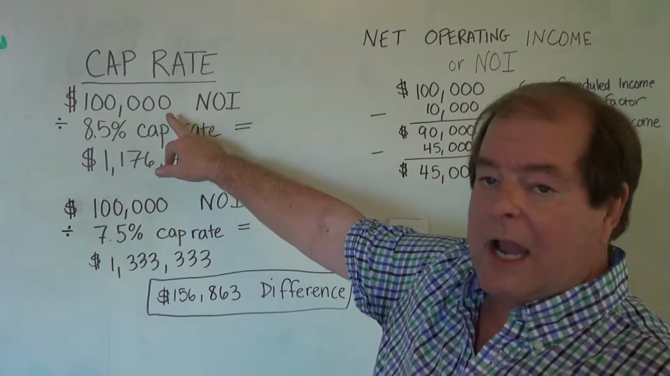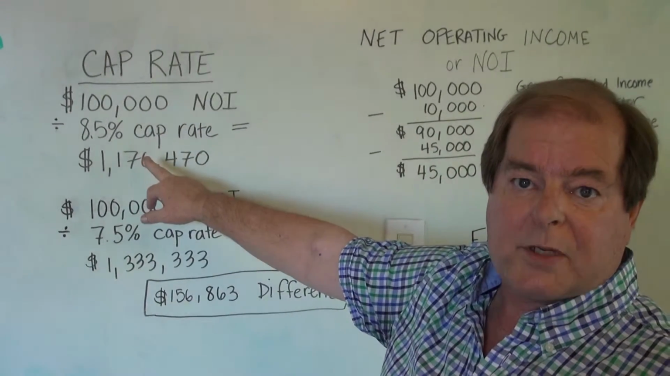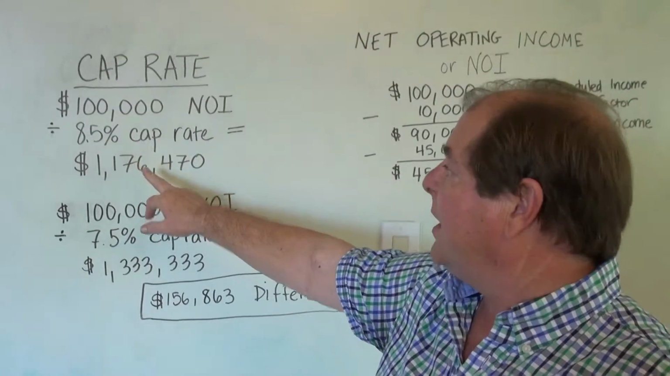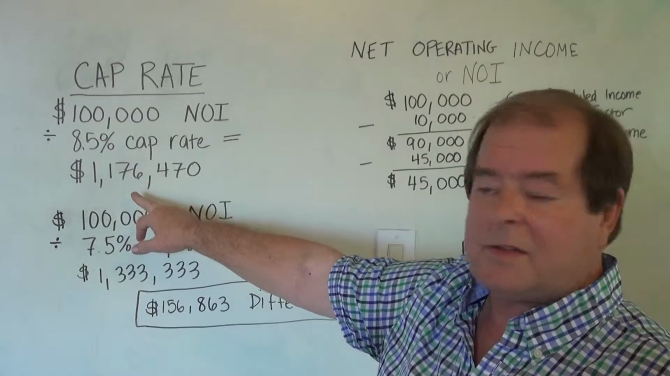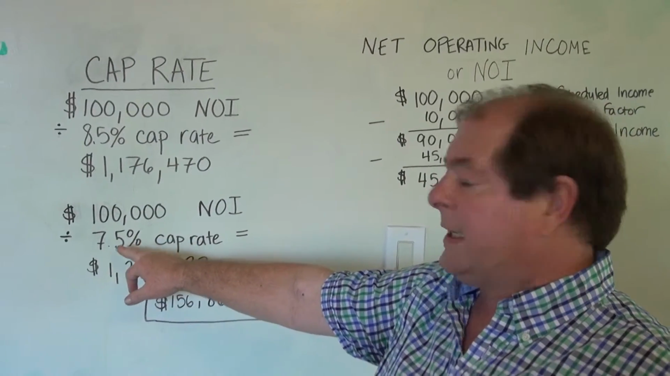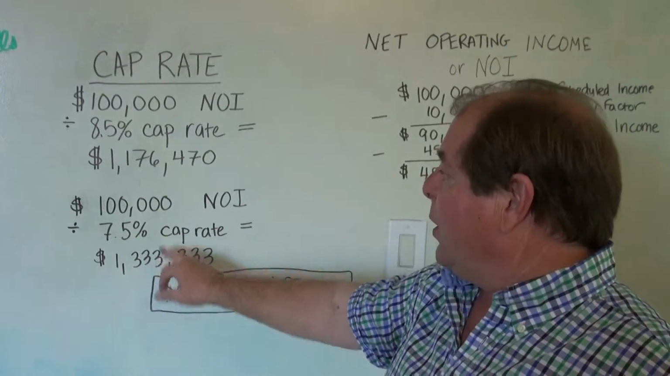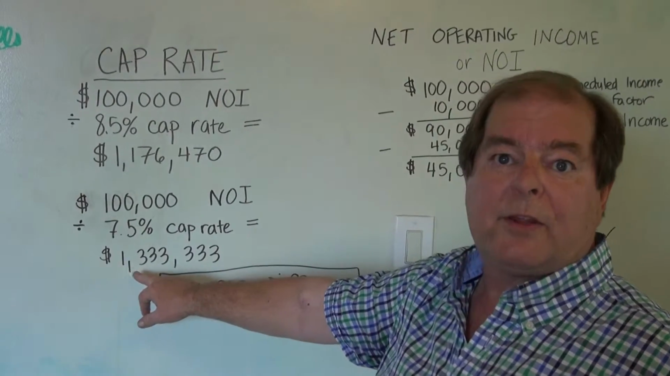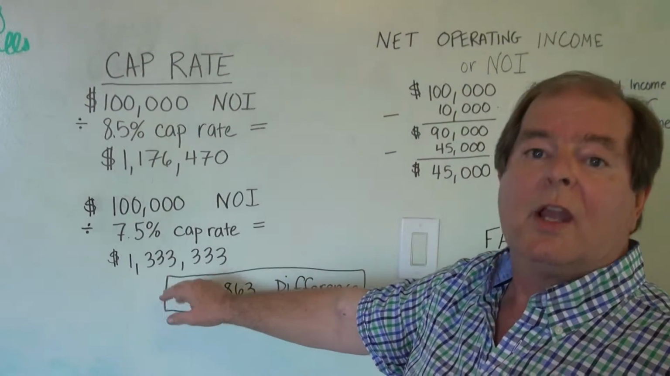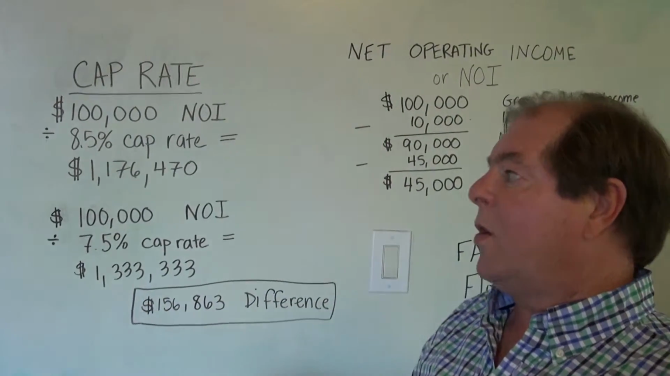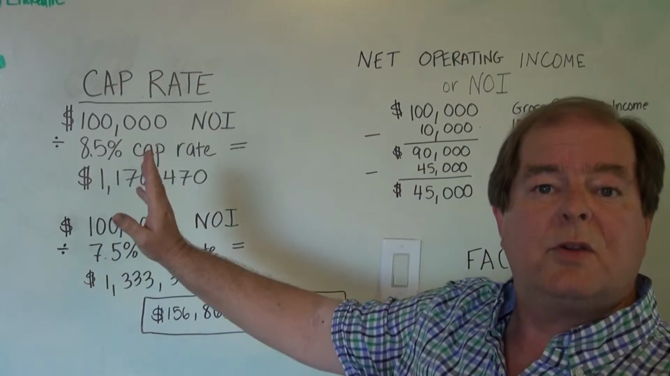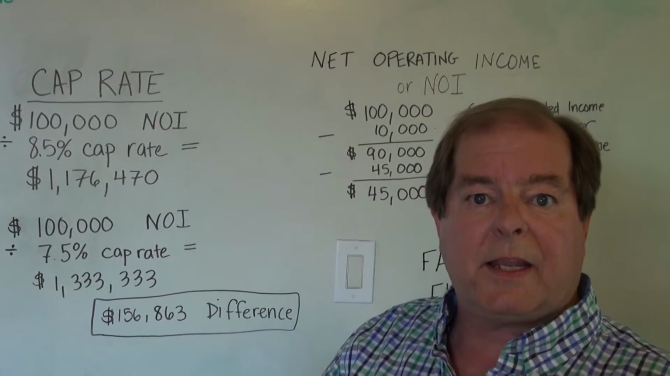In this case, 100,000 divided by 8.5%, if we're looking for that type of return, would give us a value of $1,176,000. If we were looking for only a 7.5% cap rate, we could afford to pay $1,333,000, which is a difference of $156,000. Now, of course, to find a cap rate, we can't do that without knowing what the net operating income is.